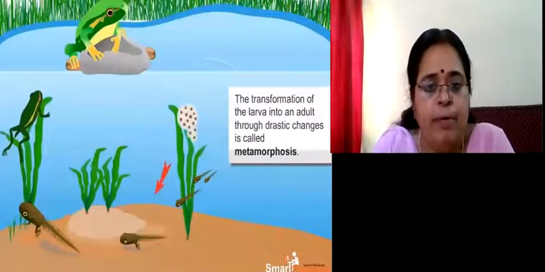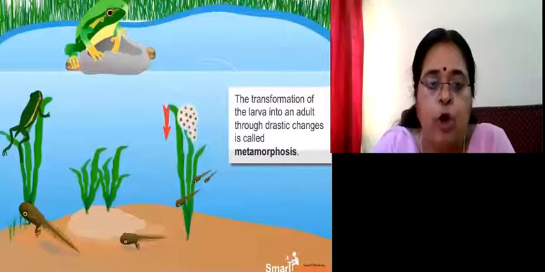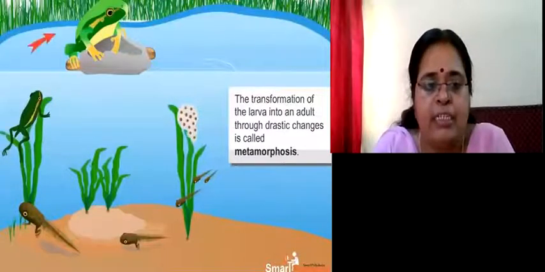Even though they are giving birth, but that is through stages. So this transformation of the larva into an adult through drastic changes is called metamorphosis. So many changes are taking place. Drastic changes, very quick and rapid changes are taking place. That is called metamorphosis.